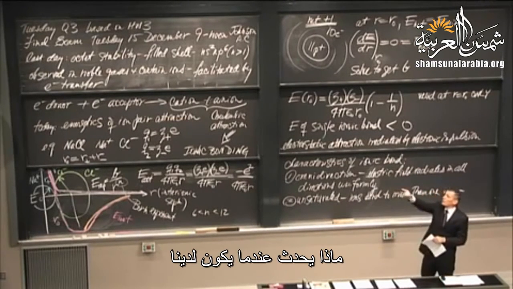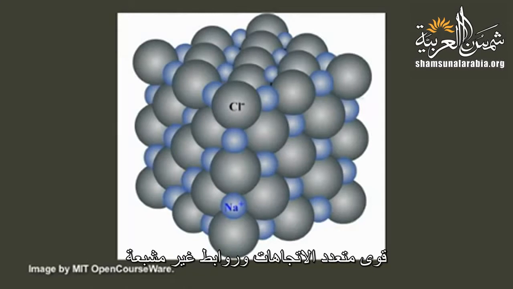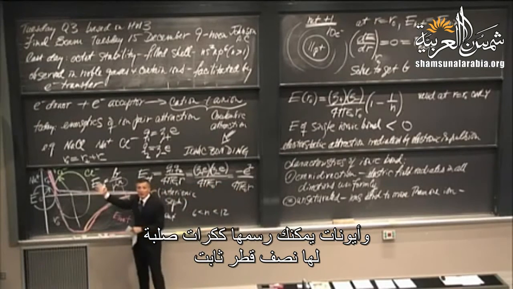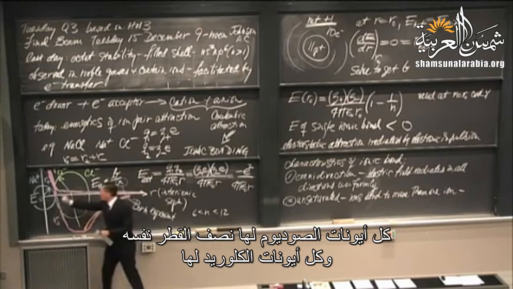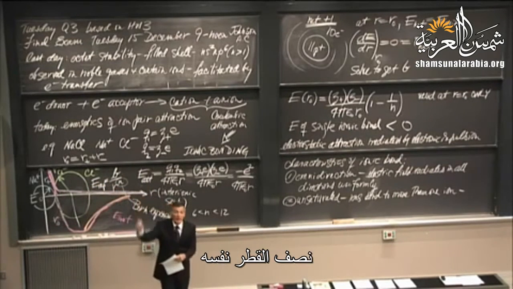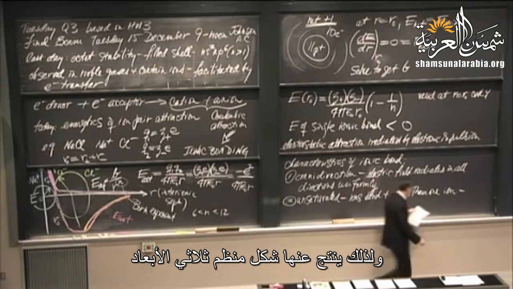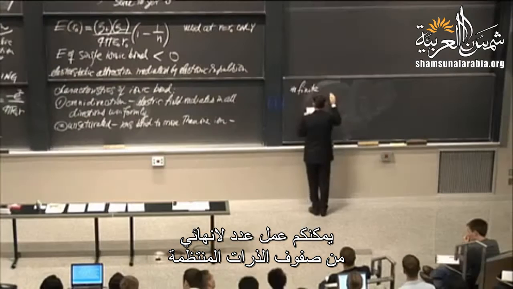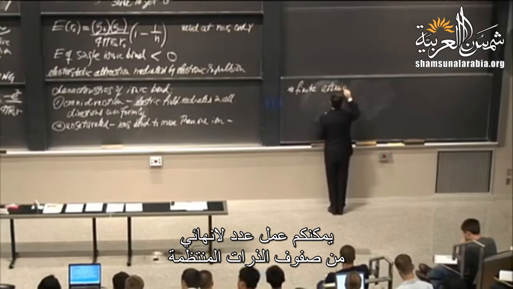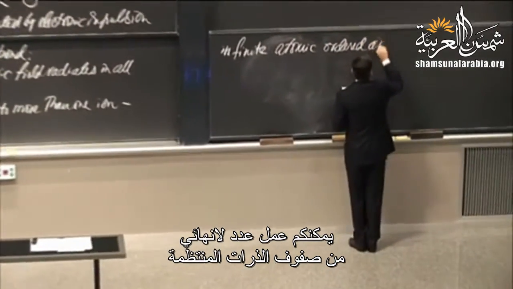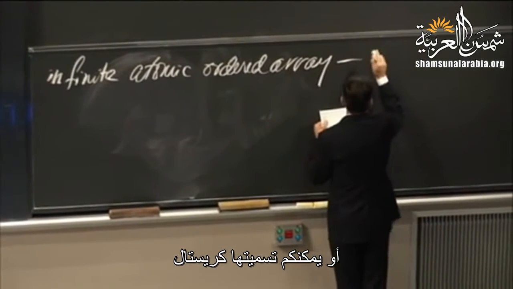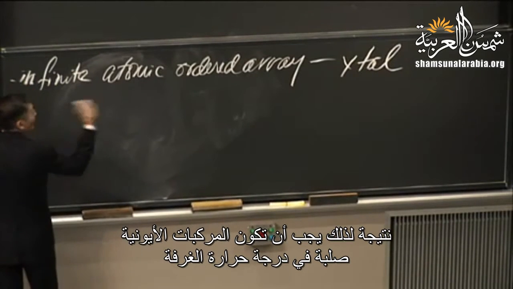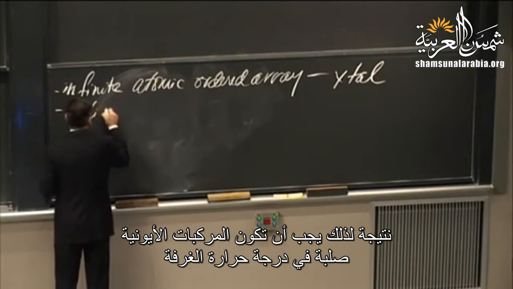So, what happens when you get to this situation where you have omnidirectional forces, unsaturated bonds, and ions that you can model as hard spheres of constant radius? All the sodiums have the same radius. All the chlorides have the same radius. You make a three-dimensional ordered array. So you can make an infinite atomic ordered array, which we used a simple Anglo-Saxon word last day to describe. Crystal. You form a crystal. And as a result, ionics have to be solid at room temperature.